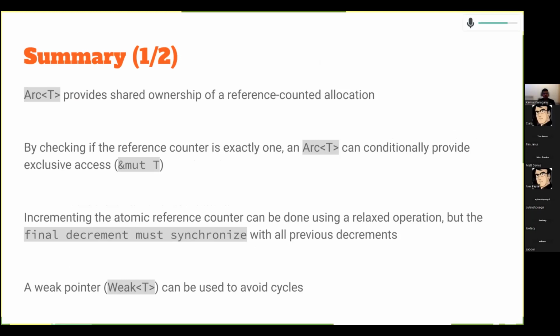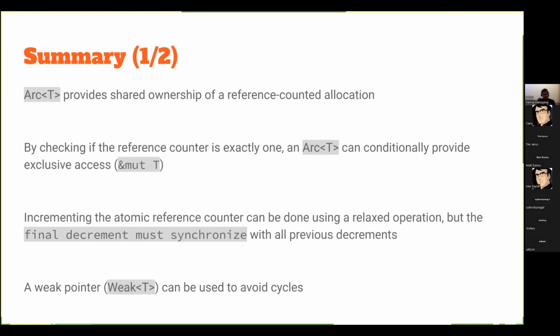So I think we reached the end here. The summary is: Arc provides shared ownership, not a shared reference. Something to keep in mind. And we provide only an exclusive reference when there is only one Arc reference out there, because we can't have multiple aliases and an exclusive reference at the same time by Rust's safety rules. And the memory ordering also matters here.